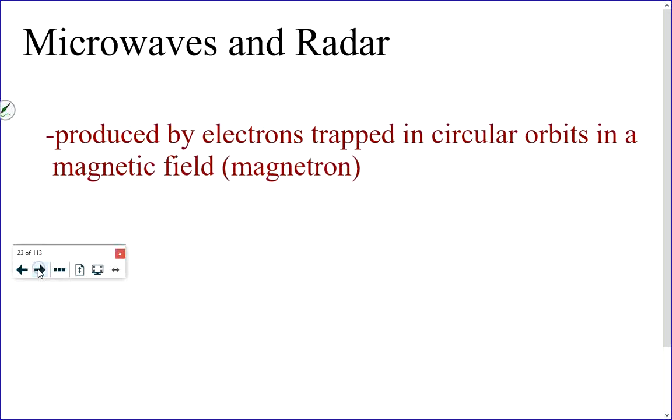That was an exam question yesterday. Due to the unbalanced magnetic force. Because if the magnetic force were balanced, the electrons would just go straight. And when those electrons move in a circle, they produce microwave radiation. So it's produced by electrons that are trapped in circular orbits due to a magnetic field.